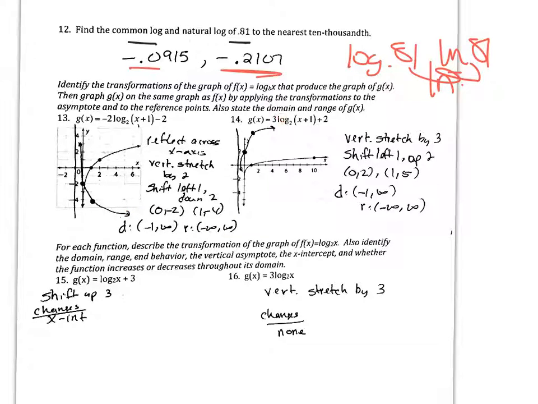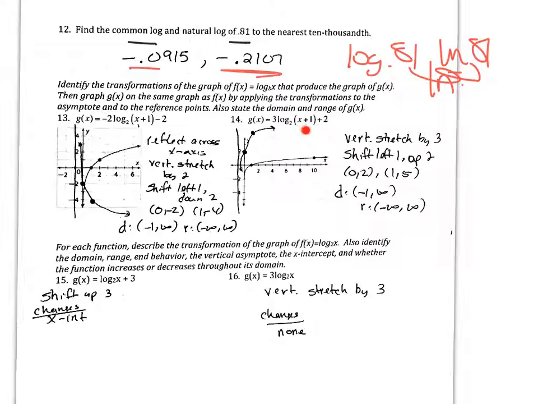14, 3 in the front, vertical stretch by 3. Shift left 1, shift up 2. So I take my asymptote, go left 1, because I had a +1 there. My first point's to the right 1, but because there's a +2 out here, I'm going to go up 2 to right there. The second point, my base right there is 2.